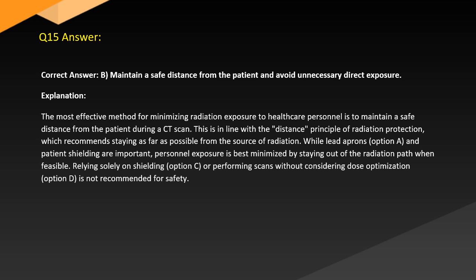Explanation. The most effective method for minimizing radiation exposure to healthcare personnel is to maintain a safe distance from the patient during ARRT. This is in line with the distance principle of radiation protection, which recommends staying as far as possible from the source of radiation. While lead aprons, option A, and patient shielding are important, personnel exposure is best minimized by staying out of the radiation path when feasible. Relying solely on shielding, option C, or performing scans without considering dose optimization, option D, is not recommended for safety.